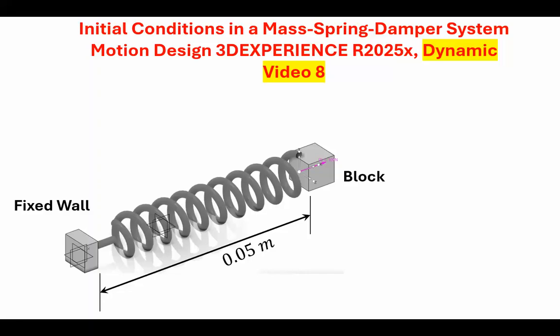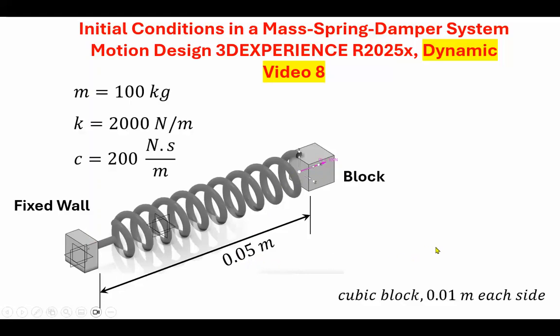So I have a mass spring damper system. The left side of the spring is attached to a fixed wall, and the right side is attached to a block, a mass, and the separation between the face of the fixed wall and the closest face of the block is 0.05 meter, which is 5 centimeters. Okay? As far as the dimensions of the cube, each side is 10 centimeters, and the mass of it is assumed to be 100 kilograms.